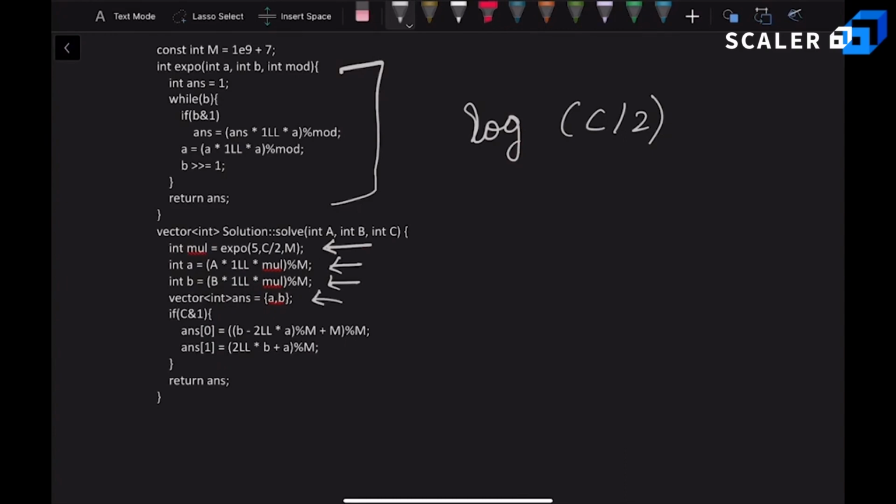If c is even, then we are done, we found the answer. If c is odd, we need to do one operation one more time. That is, we'll change the first value as b minus 2a, and we'll change the second value as 2b plus a, and we'll finally return answer. So the time complexity will be log of c, because we just need to calculate 5 raised to c by 2 and all other operations are constant. So let's actually look if it works.